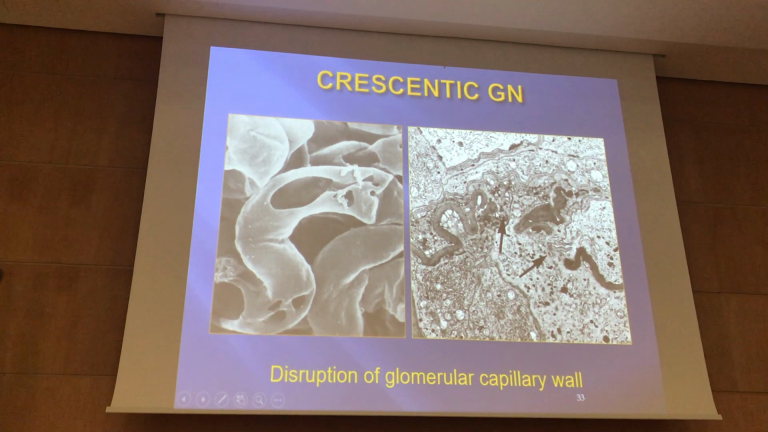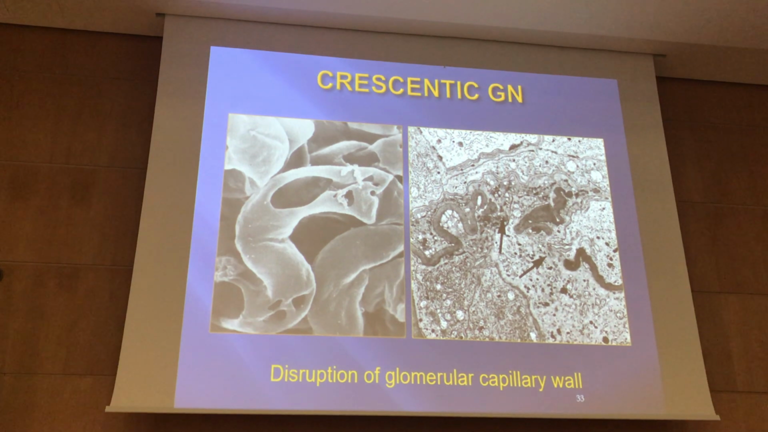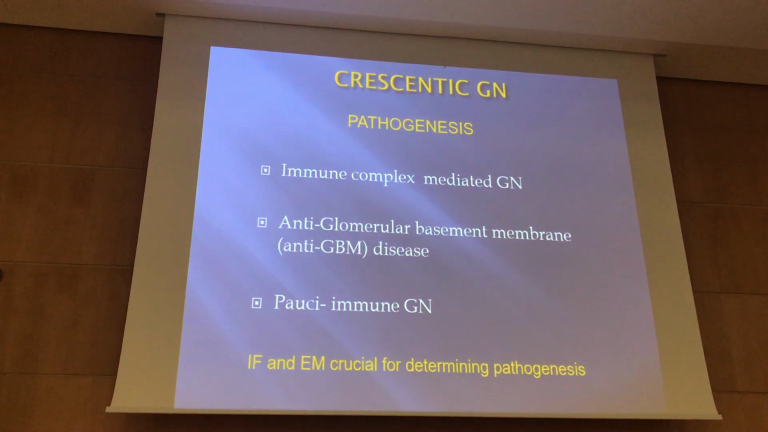Rupture of the capillary wall. This is why you have an extensive amount of proteinuria as well as hematuria, because now the basement membrane is damaged, it can easily pass. There are 3 types, as we know: immune complex mediated, anti-glomerular basement membrane mediated, or pauci-immune, which is ANCA. So we can determine all of these 3 by doing IMF and electron microscopy.